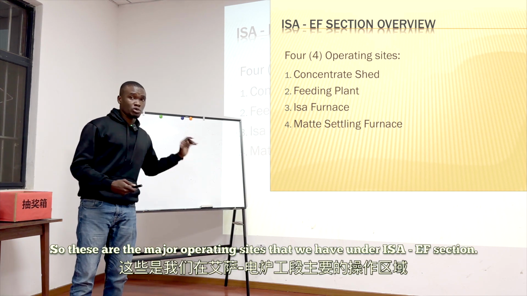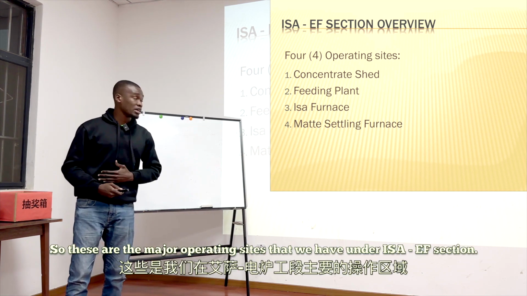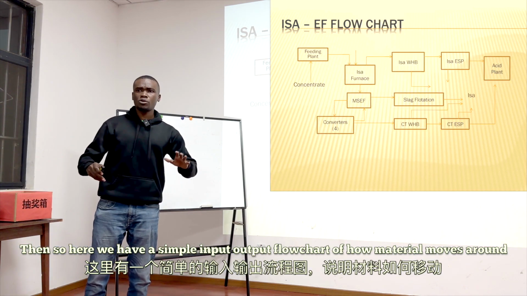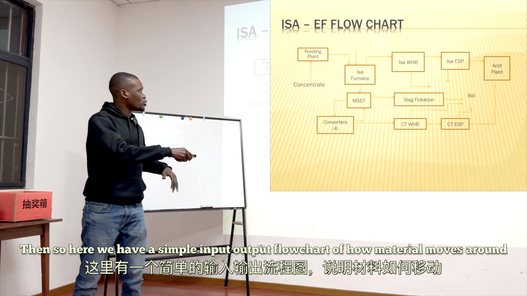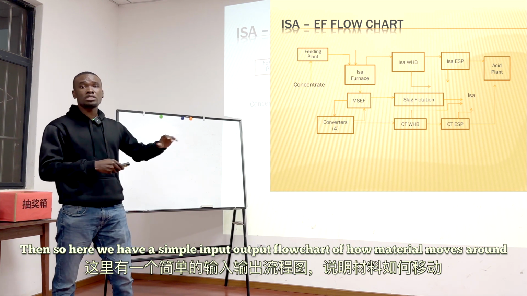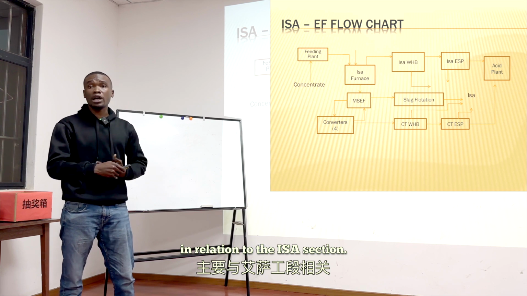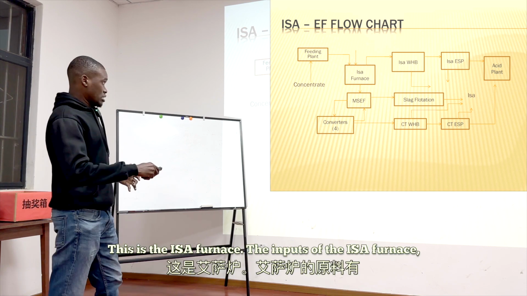So these are the major operating sites that we have under the ISA EF section. Here we have a simple input-output flowchart of how material moves around in relation to the ISA section. This is the ISA furnace.